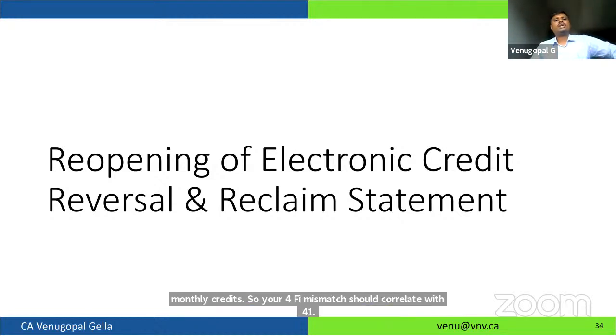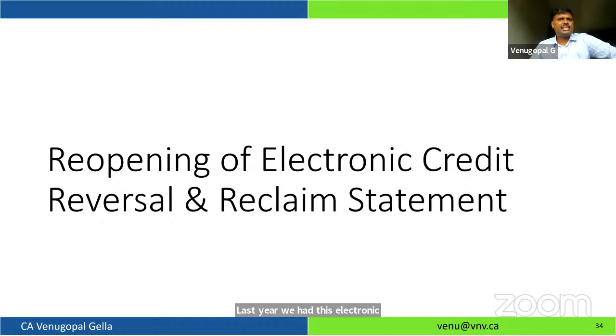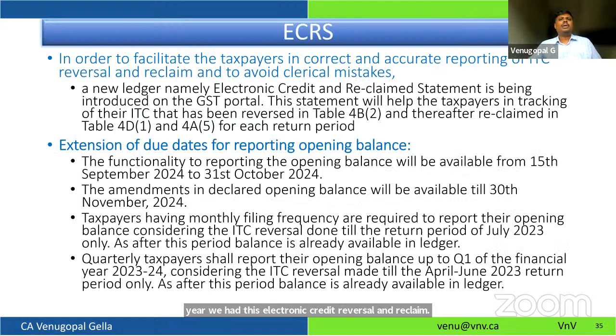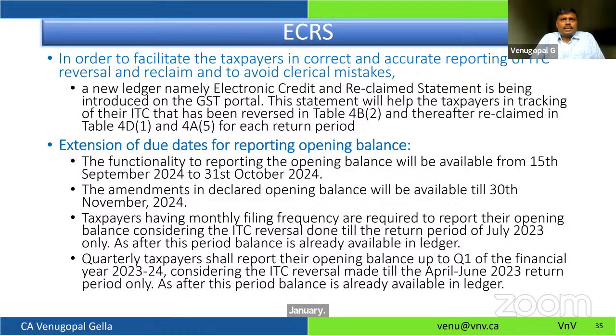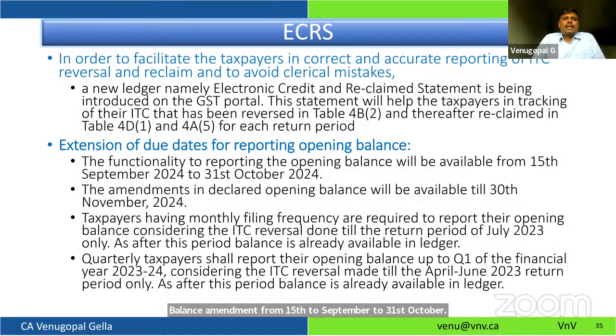Last year, we had this electronic credit reversal and reclaim. This has surfaced again. Why? People, December was the due date, they extended it to January. Now, what is this reclaim statement? Basically, it is the credit which you have temporarily parked in 4B2, you will have to take it. Now, the government has opened the opening balance amendment from 15th September to 31st October. And any amendments declared in the opening balance can be available for amendment till 30th November. What is the balance?